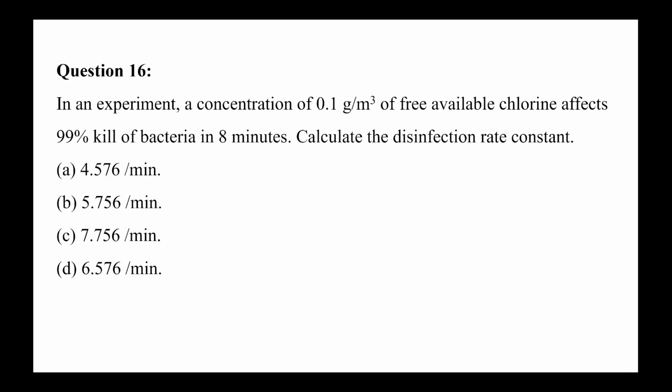Calculate the disinfection rate constant. You have to calculate the disinfection rate constant. Now in this question, I'll tell you the formula that you have to use, and I'll request all of you to do the calculation on your own. The formula that you will use is Nt is equal to N0 e raised to the power of minus k C T. Basically here Nt is the final number of bacteria in this case. N0 is the initial number of bacteria.